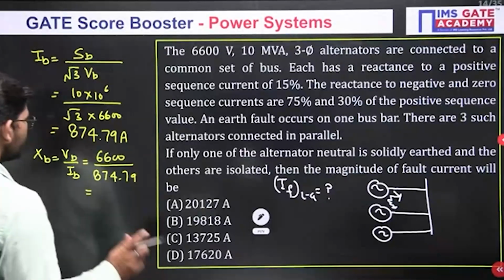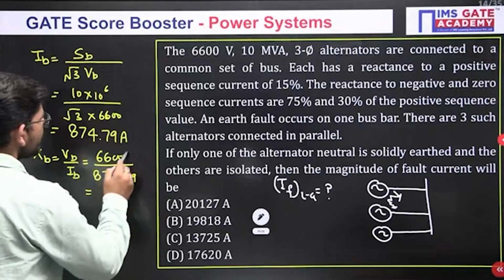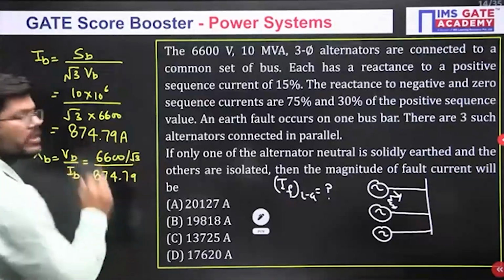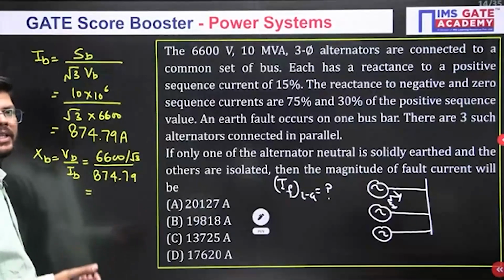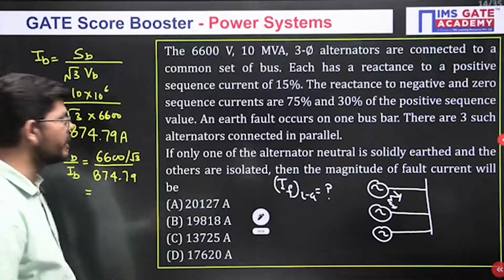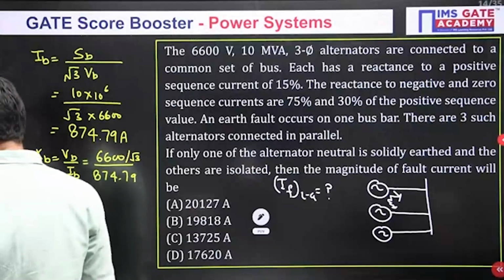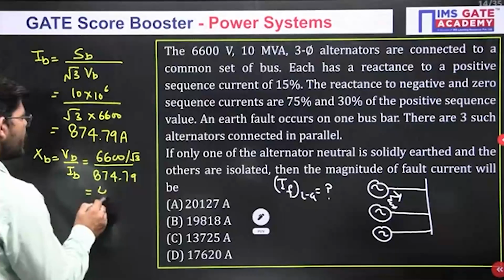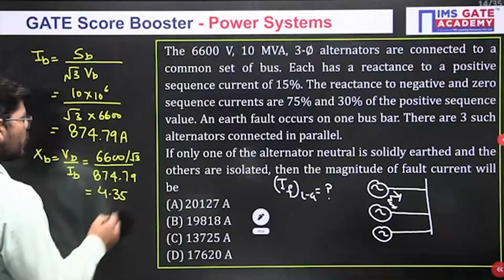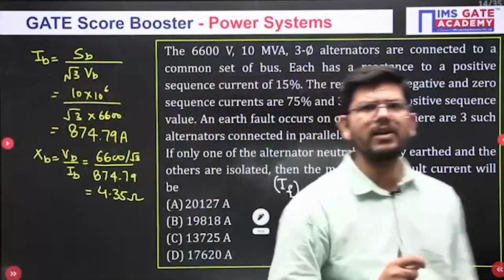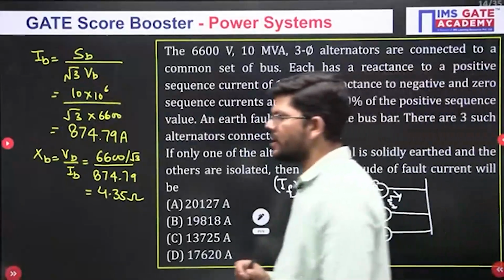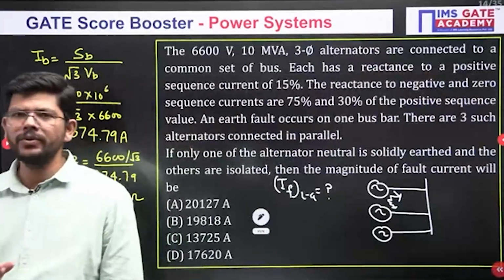Okay, and just do one exercise here, divide it by √3 as well. Okay, because we are talking about impedances, and impedances are always calculated on per phase values. Okay, so from here you will be getting X base equal to 4.35 ohms. Okay, now why have we done this particular exercise, why have we calculated I base and X base? Okay, so it will be very clear to you.